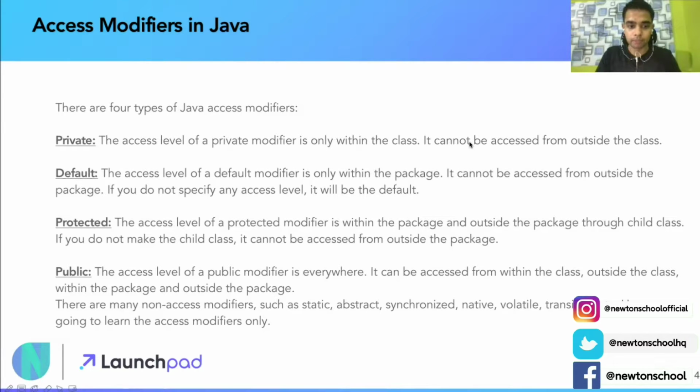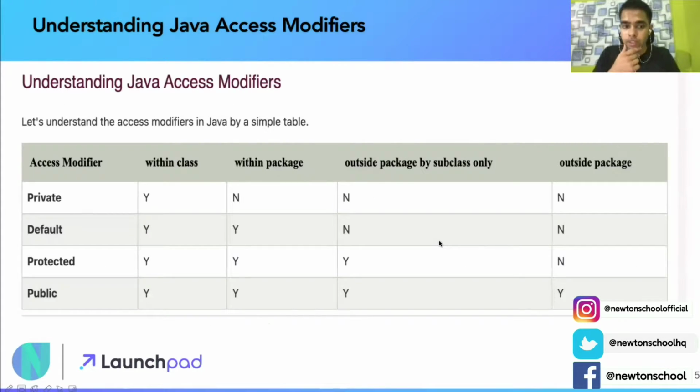Everywhere it is accessible. Apart from that, there are many more non-access modifiers such as static, abstract, synchronized, which we have seen in previous videos. And if you guys have not seen that video, please do check out the link in the description. Native, volatile, transient, etc. Here we are going to limit our scope only to the access modifiers. So let's see about the scope that we have just discussed.